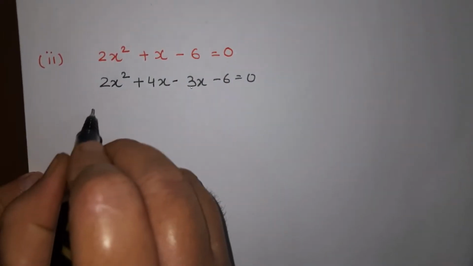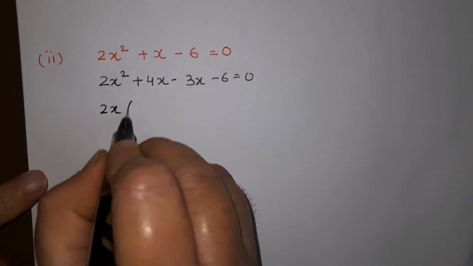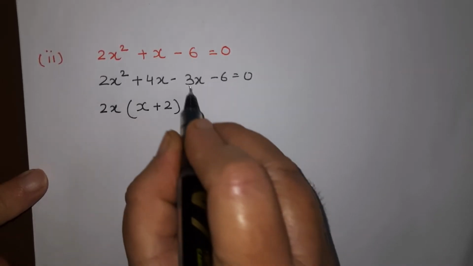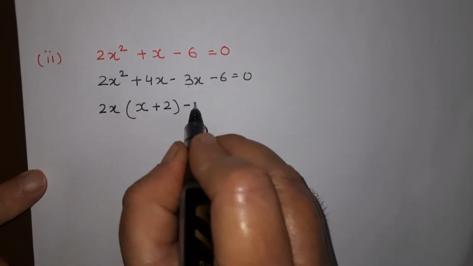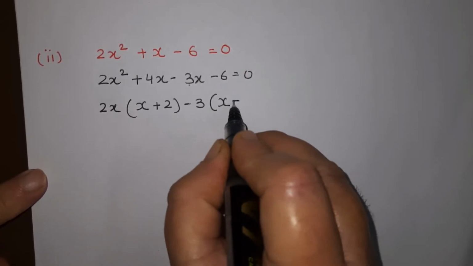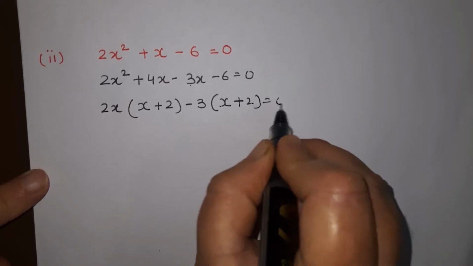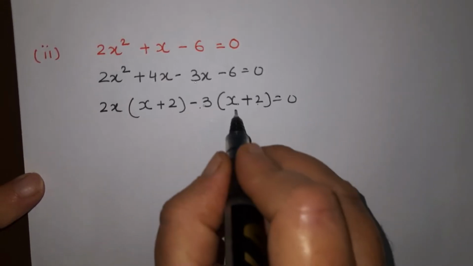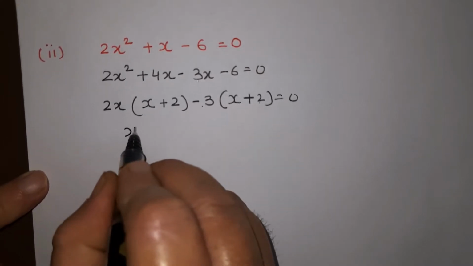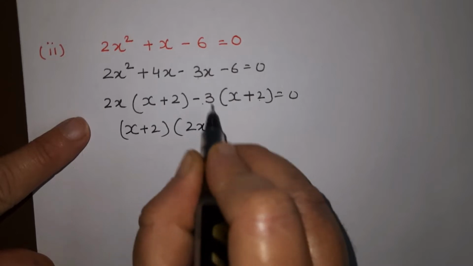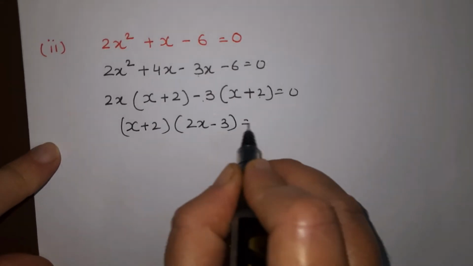So let us take common factors. 2x is common from the first two terms, so x is left from here and 2 is left from here. And from the last two terms we have 3 common, so we are left with x from here and plus 2. Since we want minus 6, minus 3 into 2 is minus 6, so it will be plus here. So x plus 2 is common. From here 2x is left, and from here minus 3 is left.